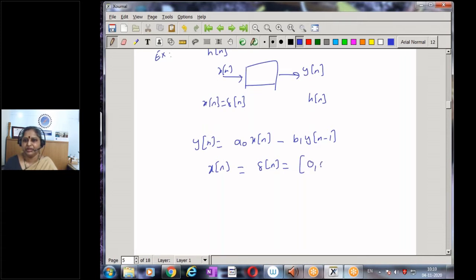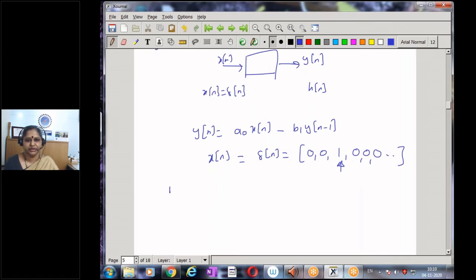So what is an impulse? Unit impulse is 0 everywhere, and it's a 1 at n equal to 0. So this is my n equal to 0. At n equal to 0, it takes the value 1, and for all other values of n, it is 0. Now let us put n equal to 0 and compute the output from this difference equation. From this difference equation, I need to compute the output, and whatever output I get will then be known as the impulse response.